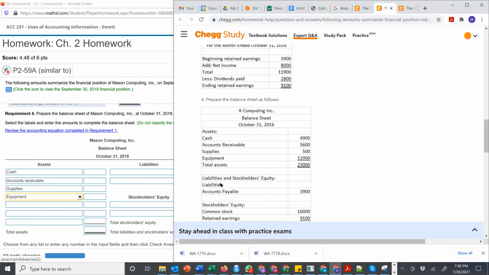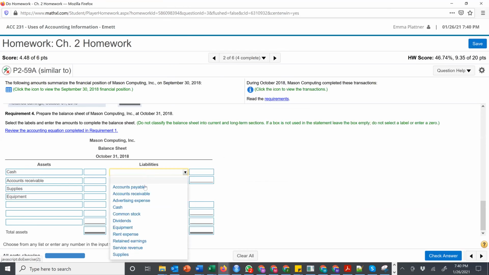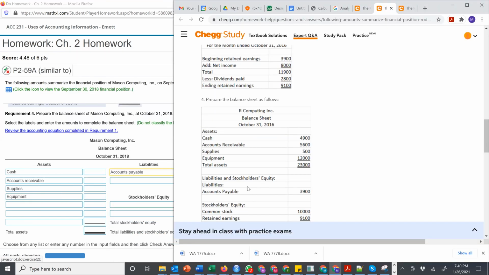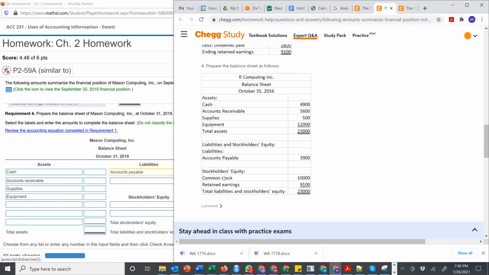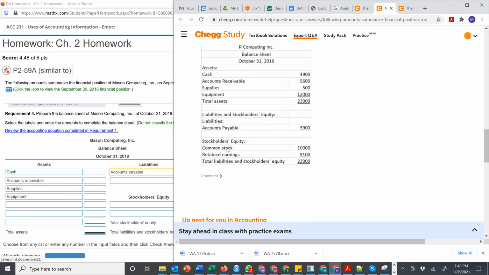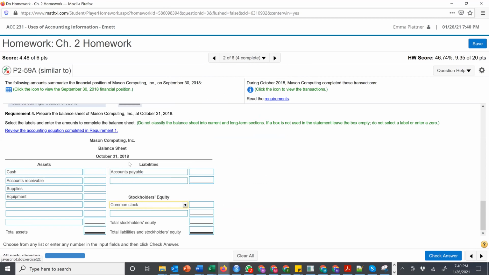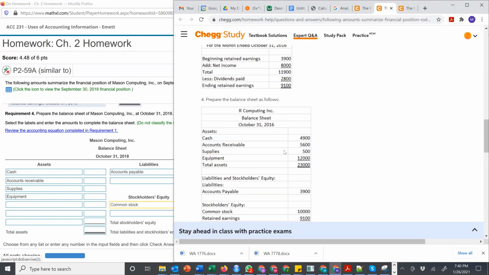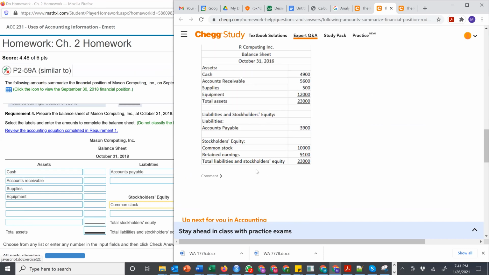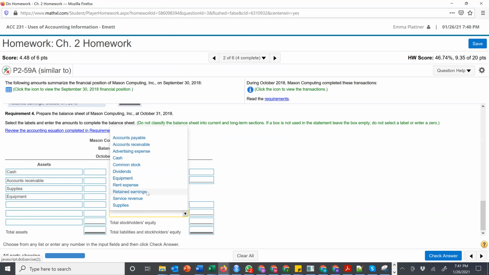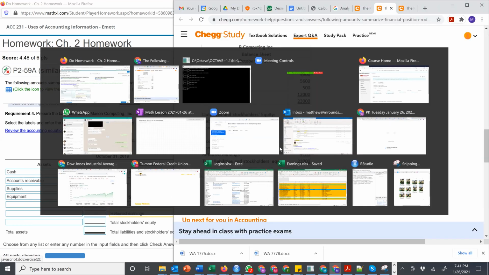Liabilities. So that's accounts payable. Apparently that's all there is, accounts payable. And stockholders' equity is common stock. Common stock. Okay, so now we've got to go get these values. And is it again retained earnings too? Yeah, that is right. I missed that. Retained earnings. There it is.